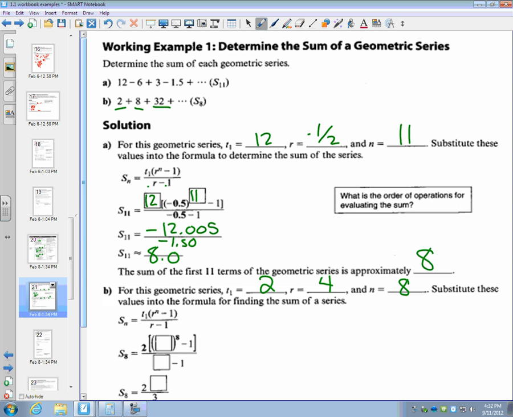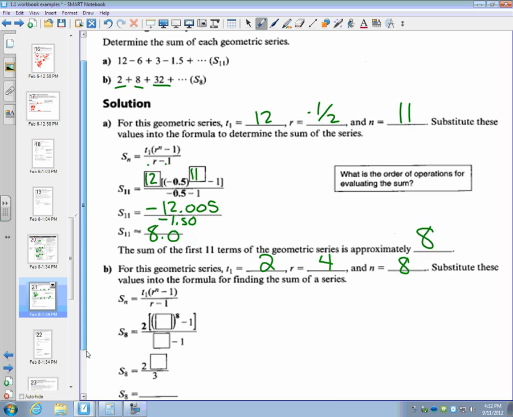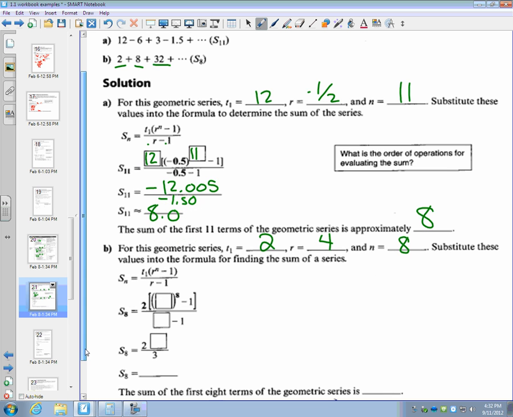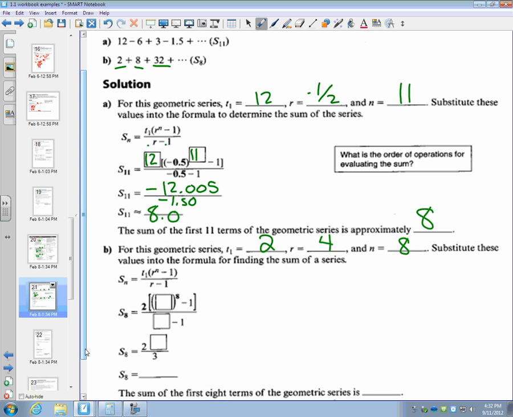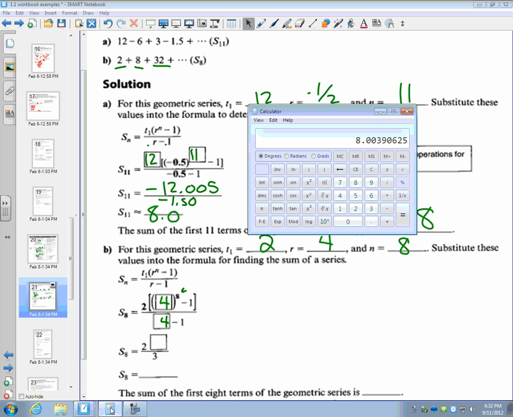I'm going to substitute into the equation. Because I knew term 1, r and n, I'm going to use that same formula. So term 1 was 2, r is 4, n is 8. We already have 8 there. And on the bottom I have r minus 1, so I have 4 minus 1. So they've already simplified that. 4 to the power of 8 minus 1 I need to do. So 4 to the power of 8 minus 1.